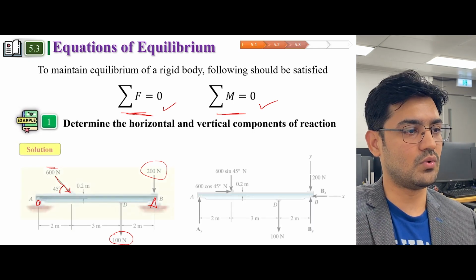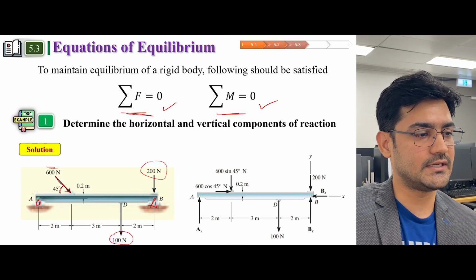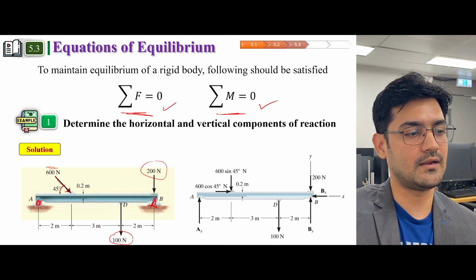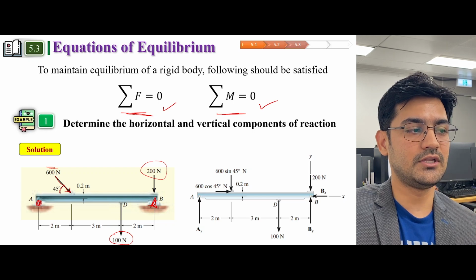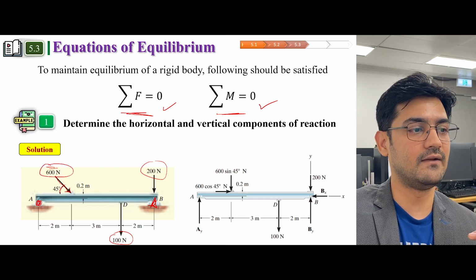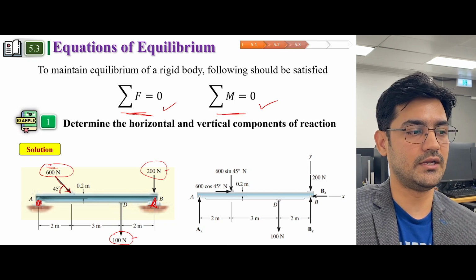So let us do one example. In this example, you have two supports. One is a roller support at point A, and one is a pin support at point B, and there are three forces acting on it. One is 600 Newton at an angle of 45 degrees, one is 200 Newton, and another is 100 Newton.